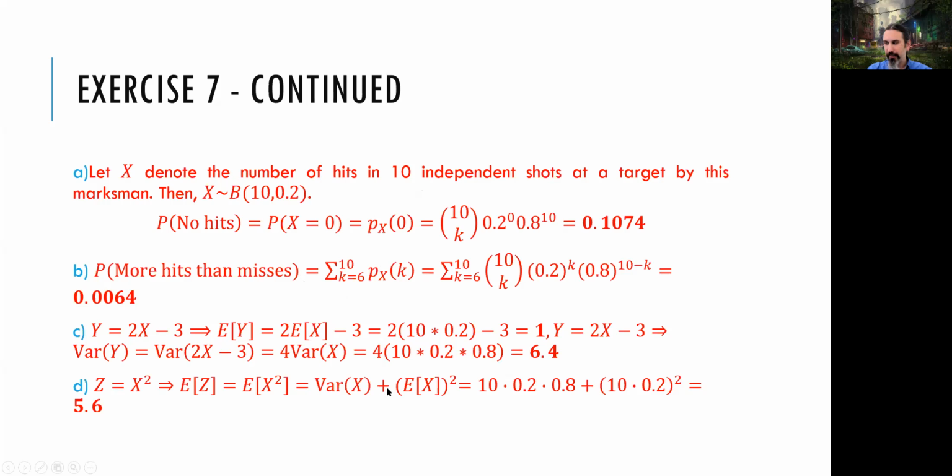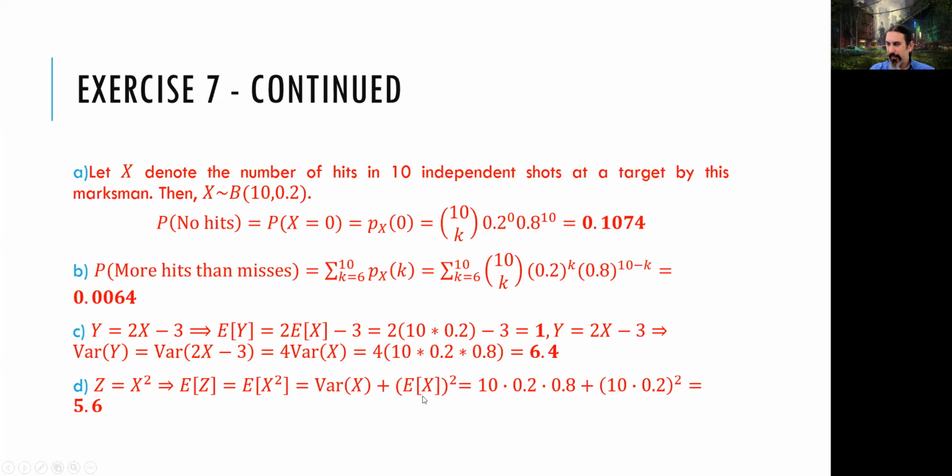So the shortcut is here, as you can see. I already know that variance x is equal to expectation of x squared minus the square of the expectation of x. So I can just send this term to the other side, and this equation holds, which is something we know. And then I already know the variance x and the expectation of x. I have already found them in C. So I'll just plug these in here. So this is 6.4 and so on. And then I will get 5.6.